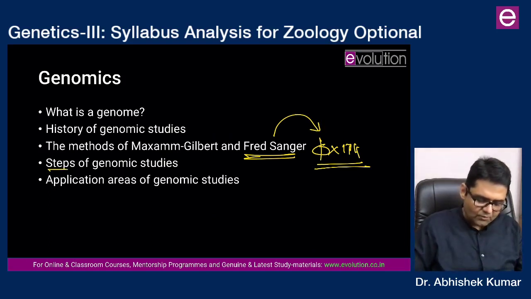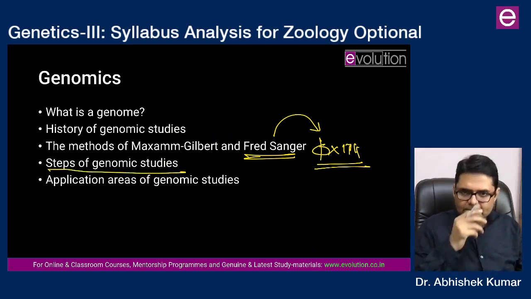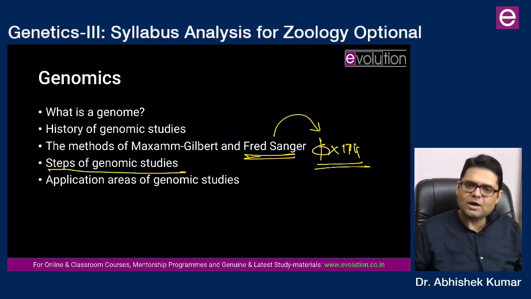After that, what are the steps of genomic studies? How do we isolate the genome? How do we cut the genome into smaller fragments? Why at all do we have to cut the genome into smaller fragments? How do we go about sequencing of the individual fragment? And then how do we ligate the data of individual fragment sequencing?